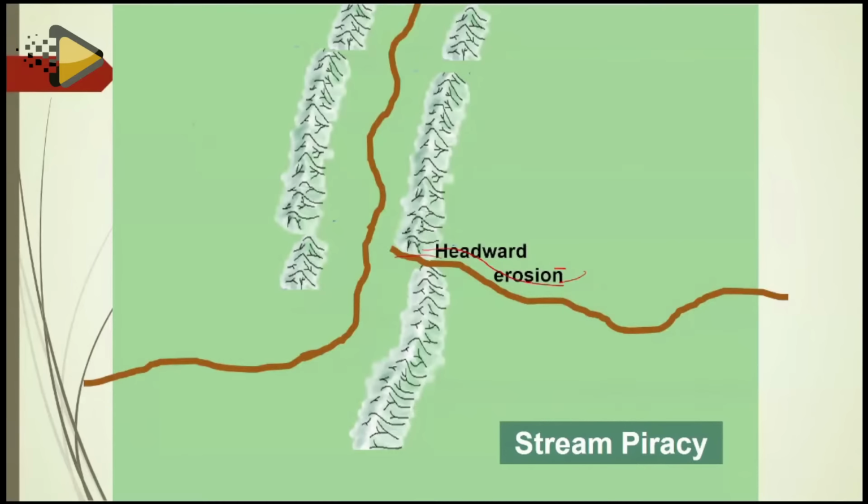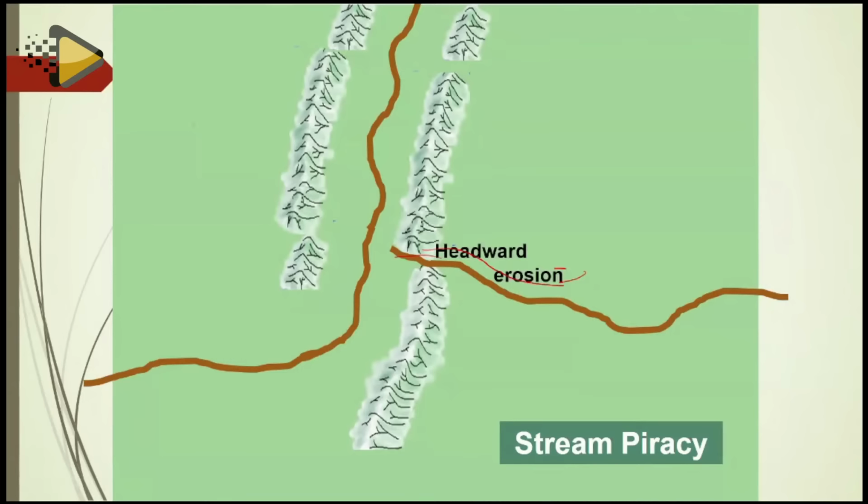But now, these two streams are separated by the watershed. So what must happen? Number one, this watershed must be lowered and removed or shifted. That process of lowering and shifting of the watershed is called abstraction. So the processes needed for river capture to take place are headward erosion and the shifting and lowering of the watershed, which is the abstraction of the watershed.